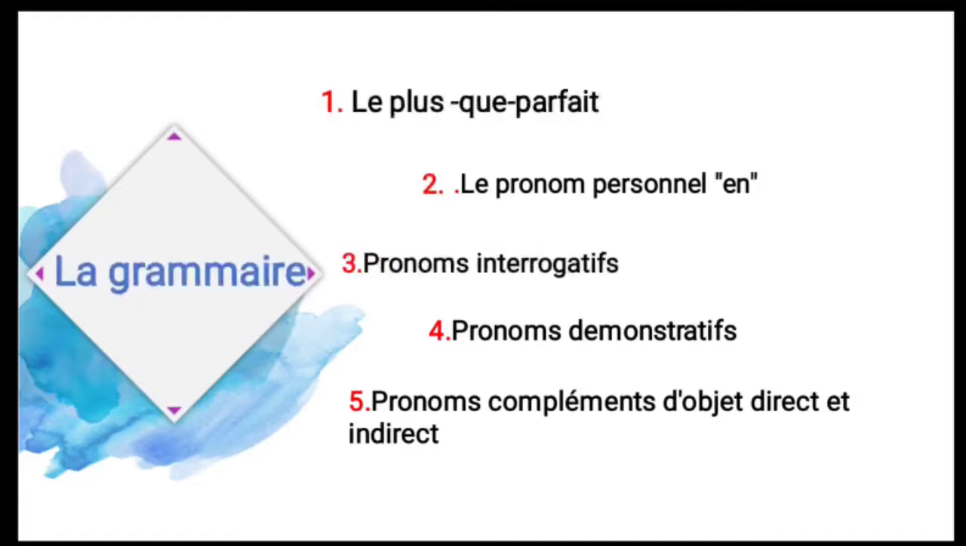Pronom interrogatif means what? Interrogative pronoun. And fourth is pronom démonstratif. Pronom démonstratif means what? Demonstrative pronoun. And fifth, pronom complément d'objet direct and objet indirect. Complément d'objet direct is the direct object pronoun, and complément d'objet indirect is the indirect object pronoun.